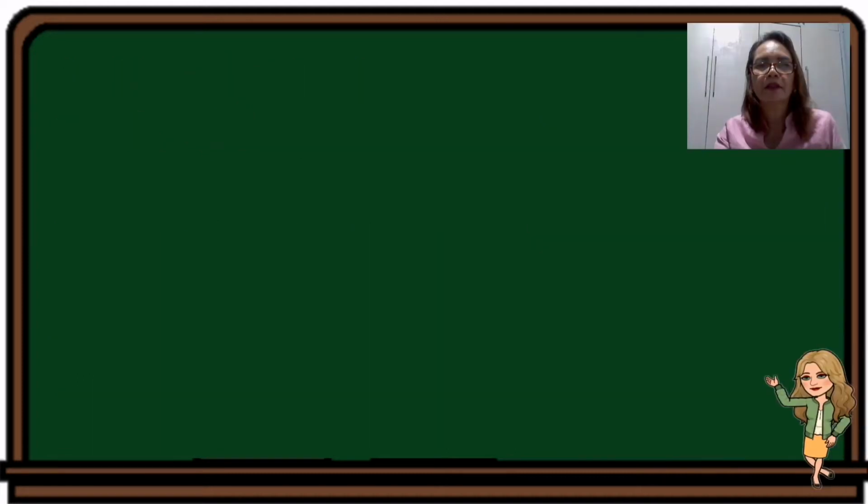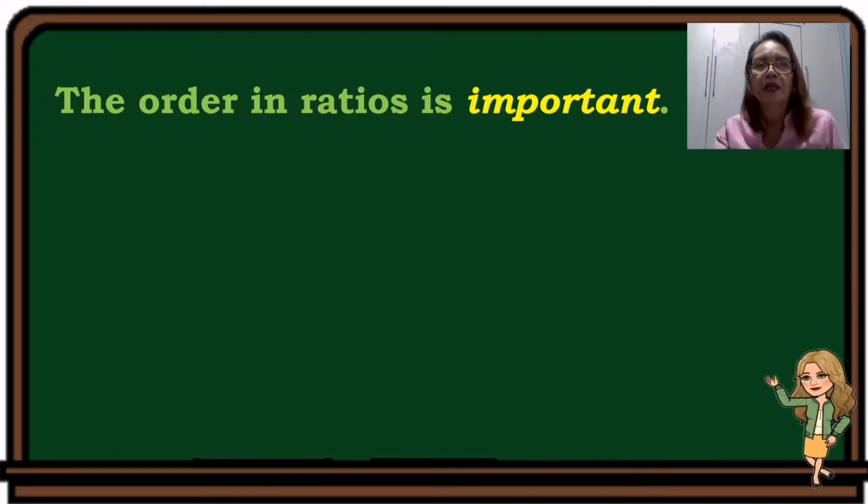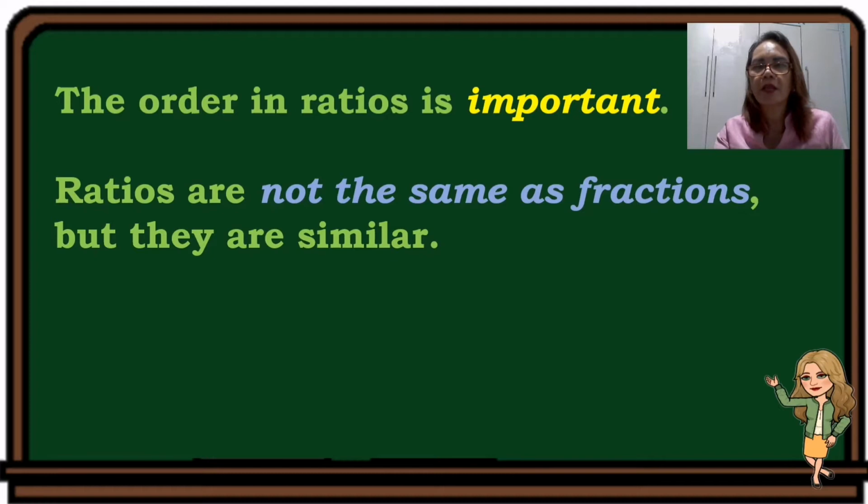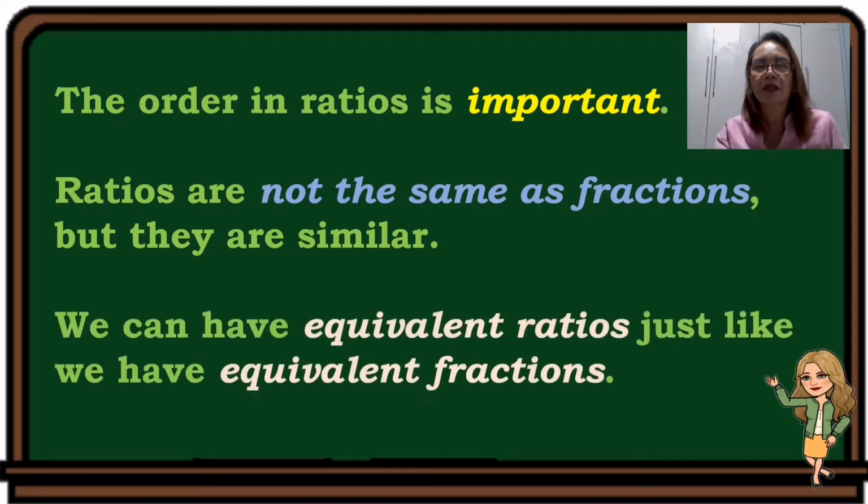And these are the things that you need to remember. The order in ratios is important. And ratios are not the same as fractions, but they are similar. And we can have equivalent ratios just like we have equivalent fractions.